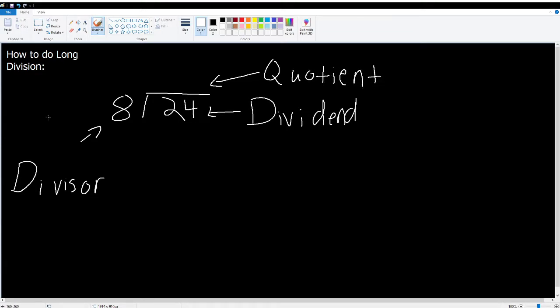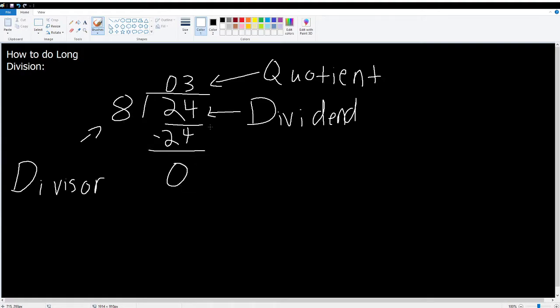So the process goes as follows. For a simple problem like this, you ask yourself, how many times does 8 go into 2? Well, 0 times. Then you progress to the next digit and ask, how many times does 8 go into 24? If you know your times table, 3 times. After that, you subtract the quotient multiplied by the divisor. So 3 times 8 is 24, and you subtract 24 from 24 and get 0.